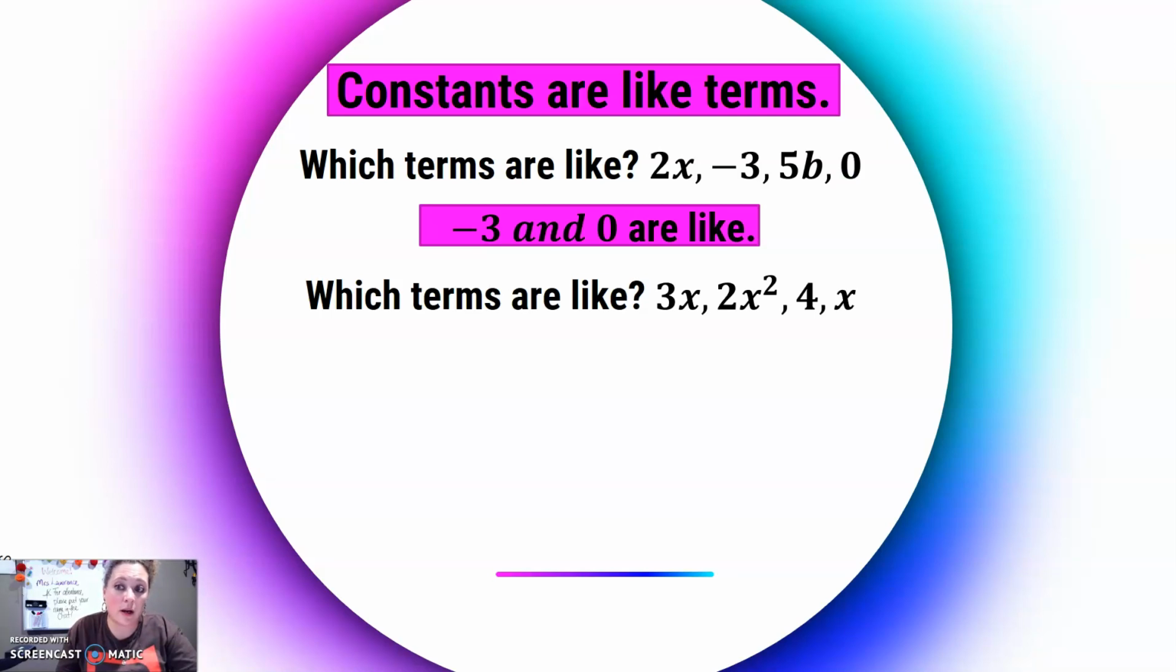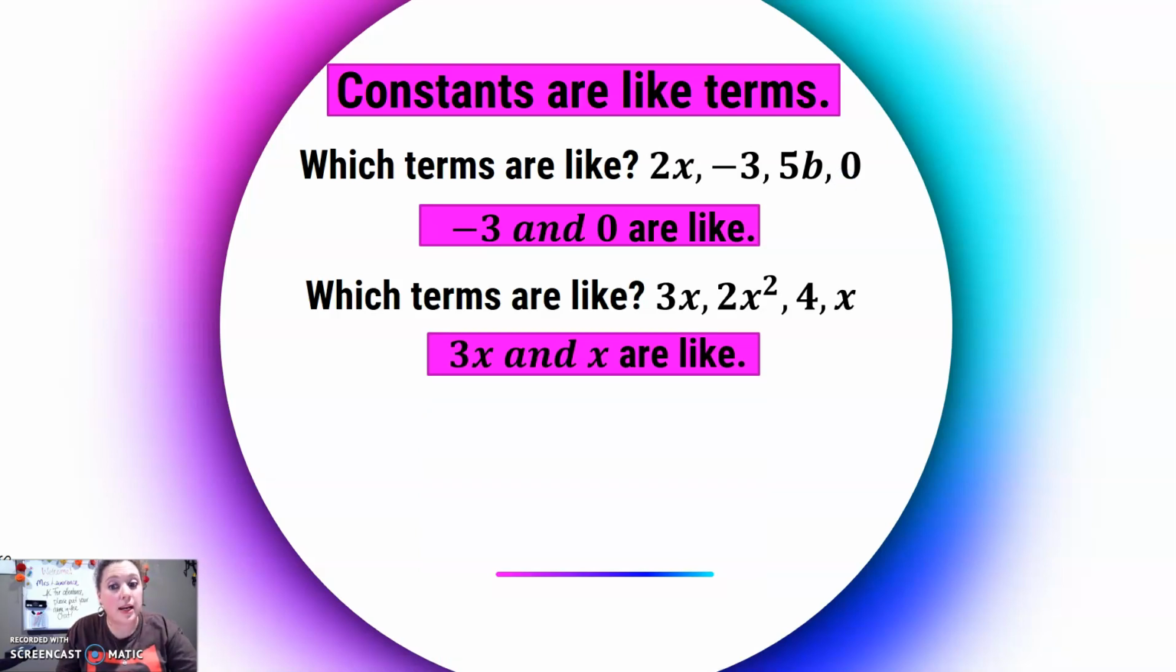3x, 2x squared, 4, and x. Right, 3x and x are like terms. Notice this does have an x, but 2x to the second power is not the same as just 3x. This has an exponent of an invisible 1. Over here, we have an exponent of 2.